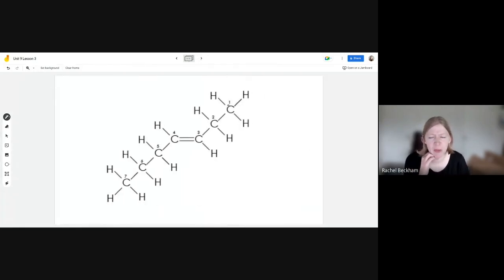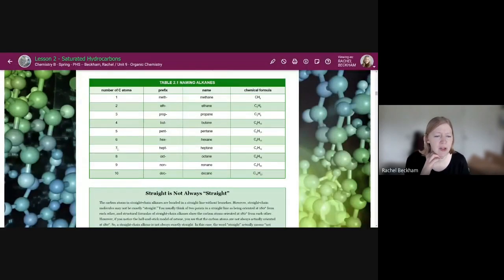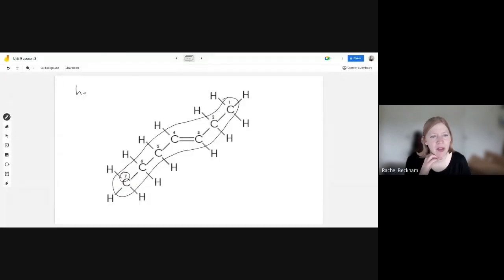This is kind of strange because the ordering starts up here, but let's see. This is our parent chain right here. And how many carbons do we have here? We have 7 carbons. We have no branches coming off in some weird way. So we just need to name the 7 carbons. The prefix for 7 is hep. Hep. So we're going to name this heptene. Heptene because of this double bond right here.